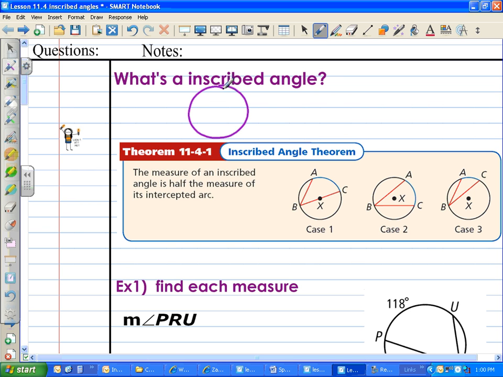And what I'm going to ask you to do is, it's saying an inscribed angle. An inscribed angle basically is an angle whose vertex is on the actual circle. Remember the vertex of an angle? Like this is an angle over here that I just drew.